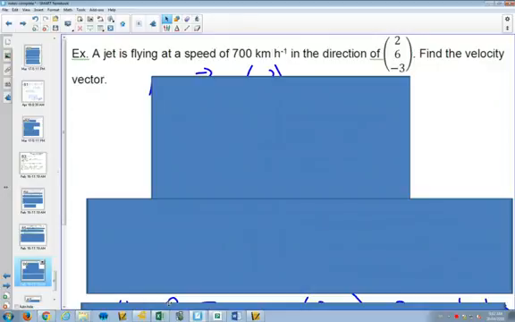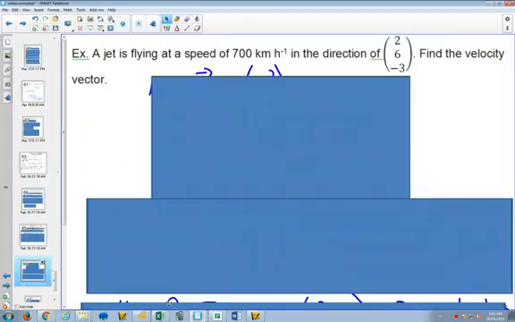Here's our next example. A jet is flying at a speed of 700 kilometers per hour in the direction of 2, 6, -3. What is the velocity vector? So a velocity vector has a direction, but its length is also its speed. So we know that our velocity vector has to be the same direction as this 2, 6, -3. But if we measure the length of 2, 6, -3, it won't be 700.